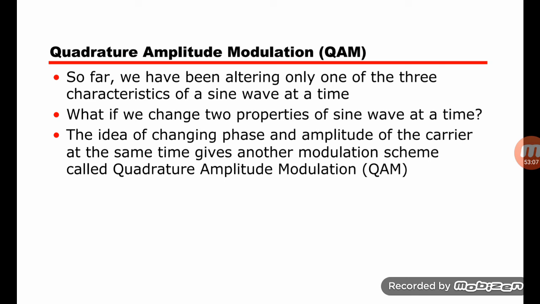This one is quadrature amplitude modulation, a combination of ASK and PSK, which means that you are changing the amplitude as well as the phase of your carrier signal. So far we have been altering, meaning changing, one of the three characteristics, that is properties, of a sine wave at one time. What if we change two properties of the sine wave at the same time?